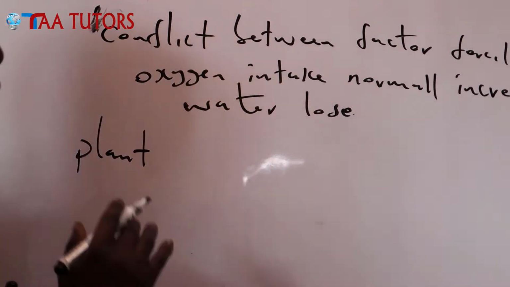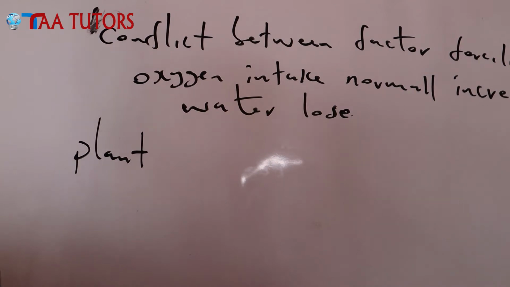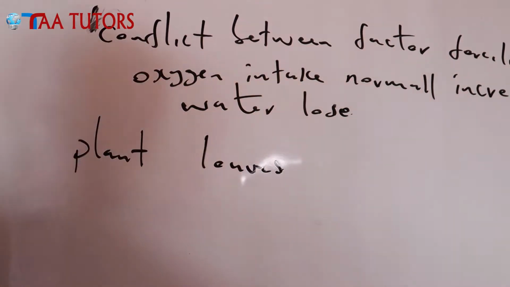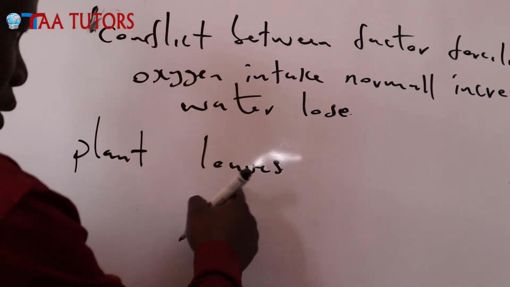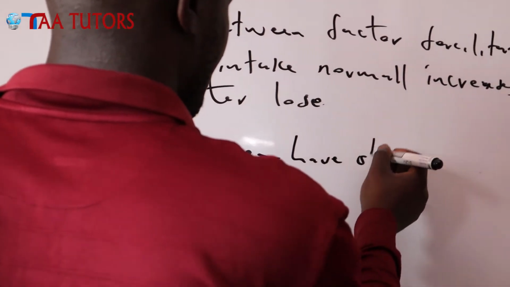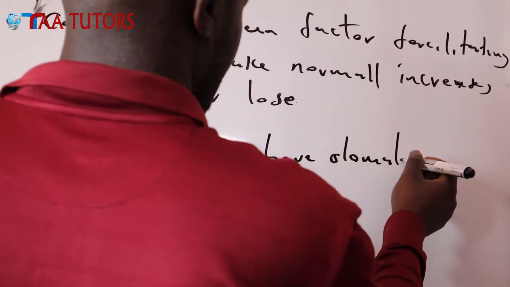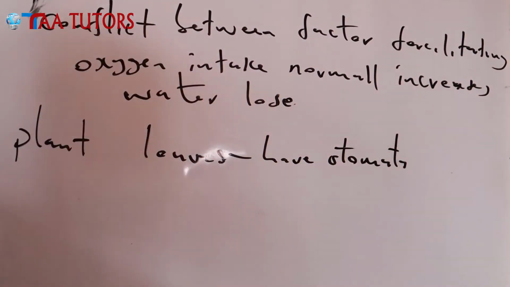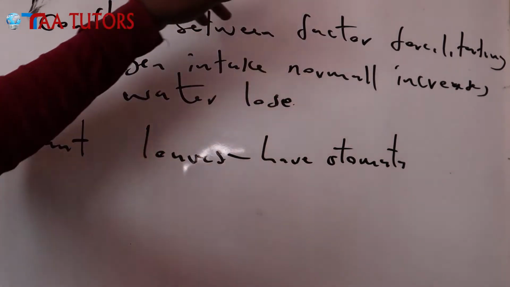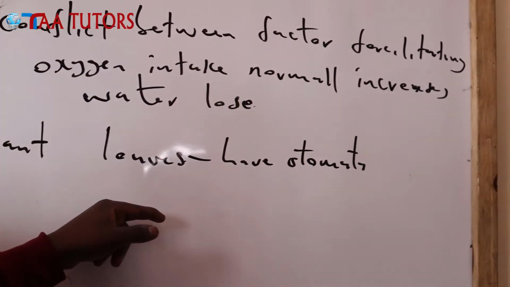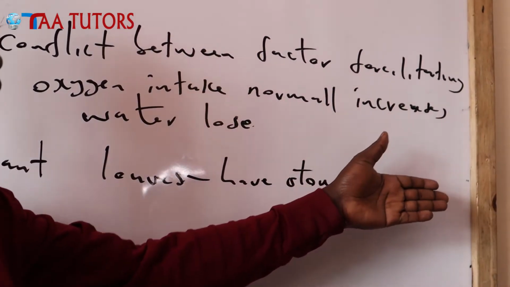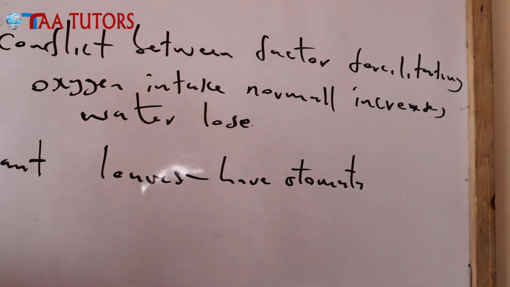We said that the gas exchange surface for the plant is the leaves. So oxygen will be getting into the plants through the leaves. We know that the leaves have openings like stomata. This is very important, the stomata. This is key. So if I say that there is a conflict here, that the factors that are facilitating oxygen intake are normally increasing water loss, we can look at it in terms of a plant.